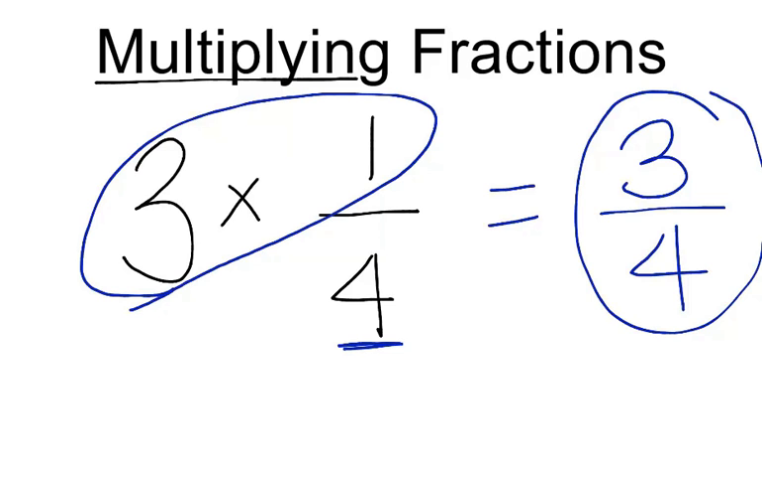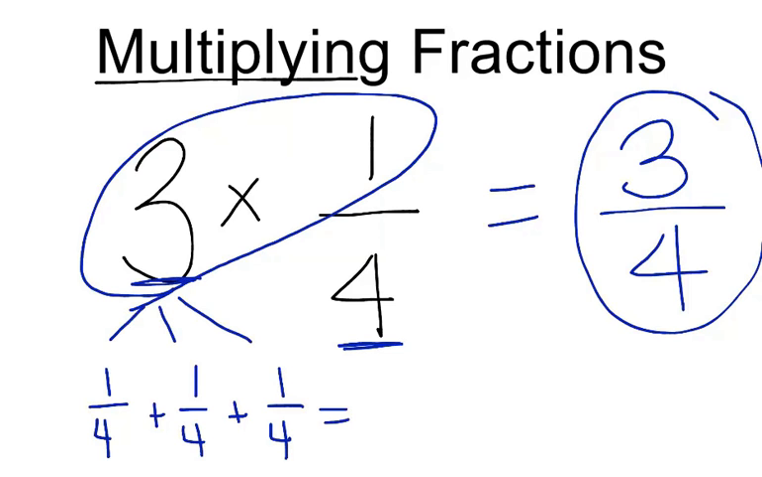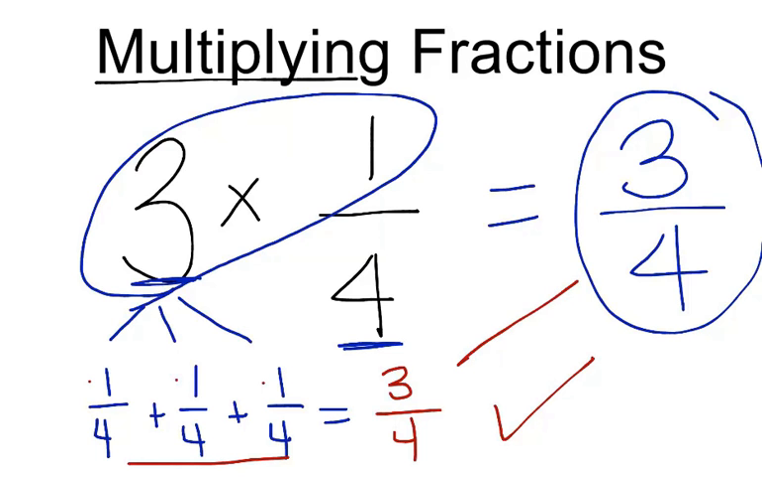Now a good way to check that is, since multiplication is just addition repeated over and over and over, you could check it that way. So I could do 1/4 plus 1/4 plus 1/4, and since it was times 3, I just wrote that 3 times. Add my numerators, 1 plus 1 plus 1, and that gives me 3. And then of course your denominators always stay the same, so 3/4. And that is the same, so that is the correct answer.